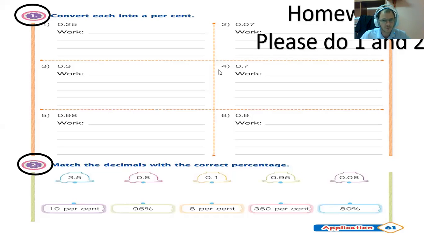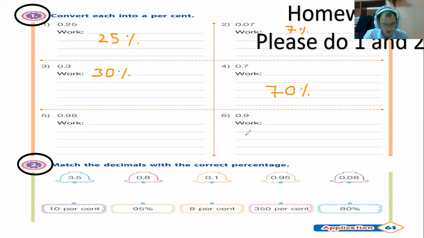Okay, I can try and explain. Oh, where did my thing go now? Okay, let me just write the answers again quickly. It disappeared. This one was 25%, 7%, sorry, this one was 7%. Over here we had 30%. Over here we had 70%.